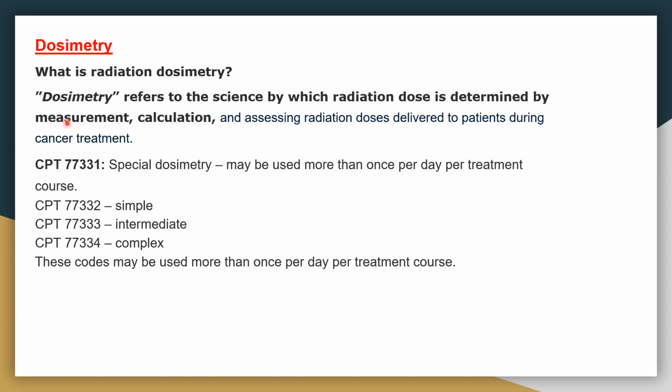So the next part is dosimetry. Dosimetry refers to the science by which the radiation dose is determined by measurement and calculation. See, dosimetry is basically how much dose to give, and that varies from patient to patient, whether it's a male or female patient, what the weight of the patient is, what the height of the patient is, what the age of the patient is, and depending upon that we change it. And for that also you have the simple, intermediate, and complex codes. So more or less you will see that for dosimetry, simulation, and clinical treatment planning, we pretty much use the code grouping as simple, intermediate, and complex.